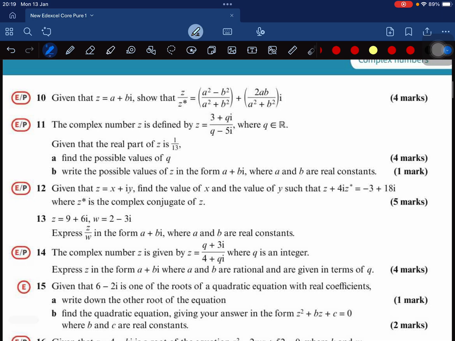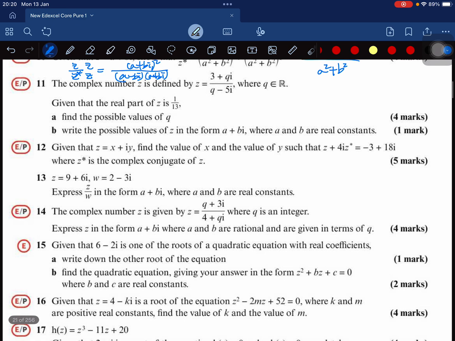Number 10. When z equals a plus bi, show that z over z conjugate is this. We will multiply by the conjugate on both sides, because z times z conjugate always makes a real number. So (a minus bi) times (a plus bi), and (a plus bi) squared. So the denominator is a squared minus (bi) squared, which is plus b squared. So a squared, and (bi) squared means negative b squared, plus 2abi.